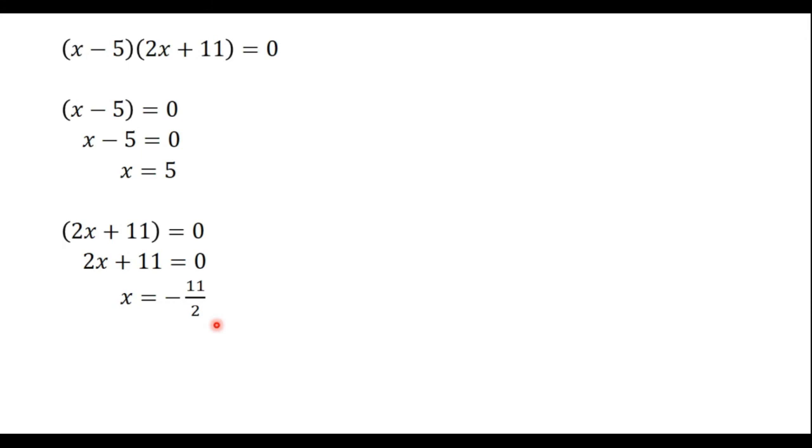x is the base of a number, or a number base. Number bases are positive whole numbers. In this case, x is giving us 5 or negative 11 over 2. So x must be a positive whole number since it's a number base. So you can see that x is equal to 5 since it is a positive whole number.